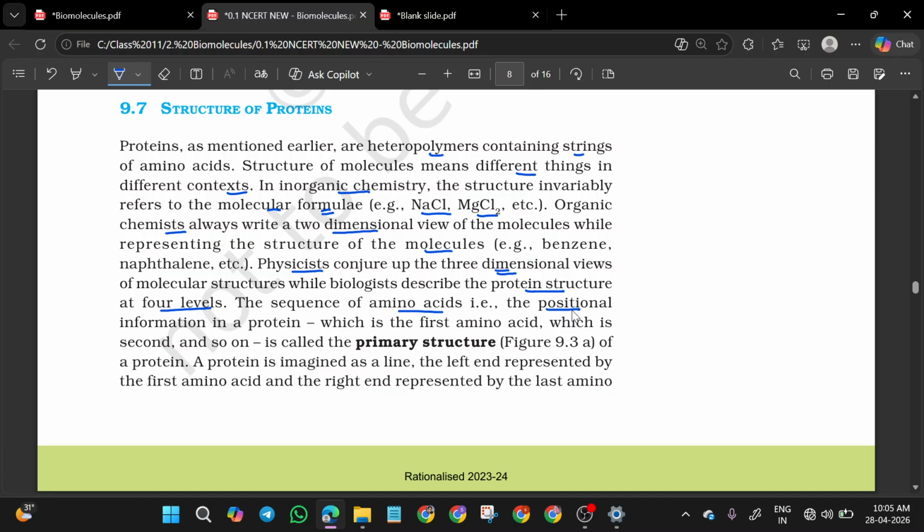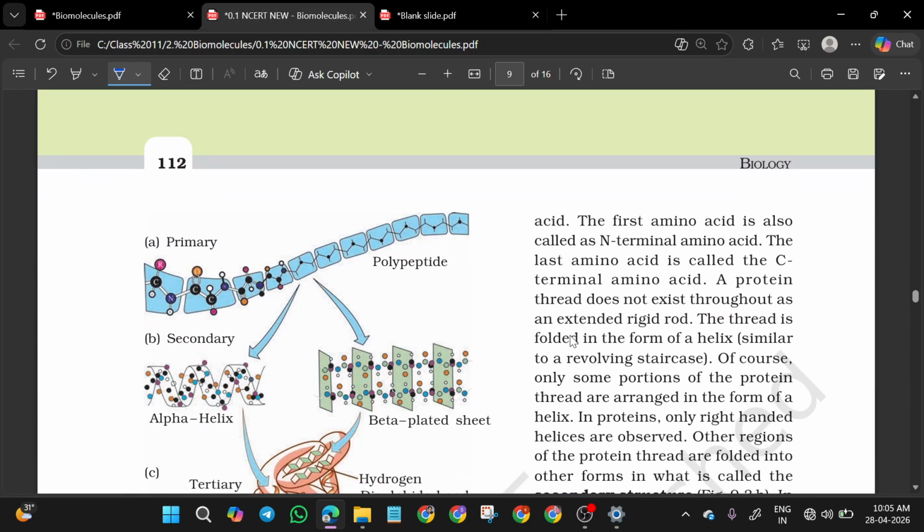Sequence of amino acid, that is positional information in a protein. எது மொத amino acid, எது second, இந்த மாதிரிலாம் இது பண்றது, that is a primary structure. A protein is imagined as a line. ஒரு line ன்னு வச்சுக்கலாம். இதுல நம்மளுக்கு நிறைய amino acid இருக்கும். So left end is the first amino acid and right end is the last amino acid. This left end is represented by N terminal, right end is represented by C terminal. அதான் சொல்றாங்க. So the first amino acid is also called N terminal amino acid, last is C terminal.